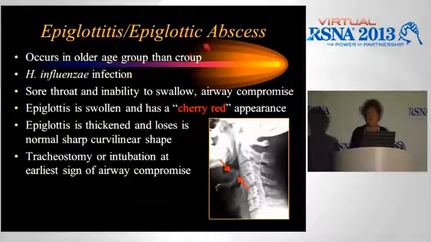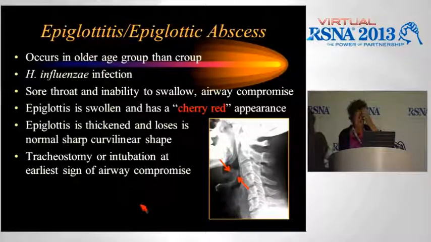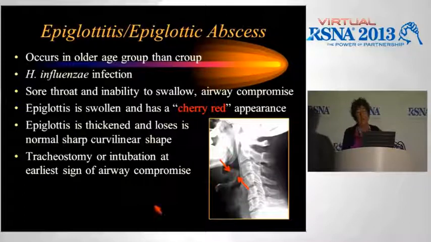Okay, talking about epiglottitis and abscesses, this is an older age group than croup. H. influenzae, Haemophilus, is usually the cause, and the epiglottis is swollen, and they describe it as a cherry red appearance. It's thickened, it loses its normal shape, and you have to be ready to intubate or do a tracheostomy at the earliest signs of airway compression. So here we see, even on a plain radiograph, abscess within the epiglottis full of abscess-looking stuff. And so it kind of looks like an infected sinus.